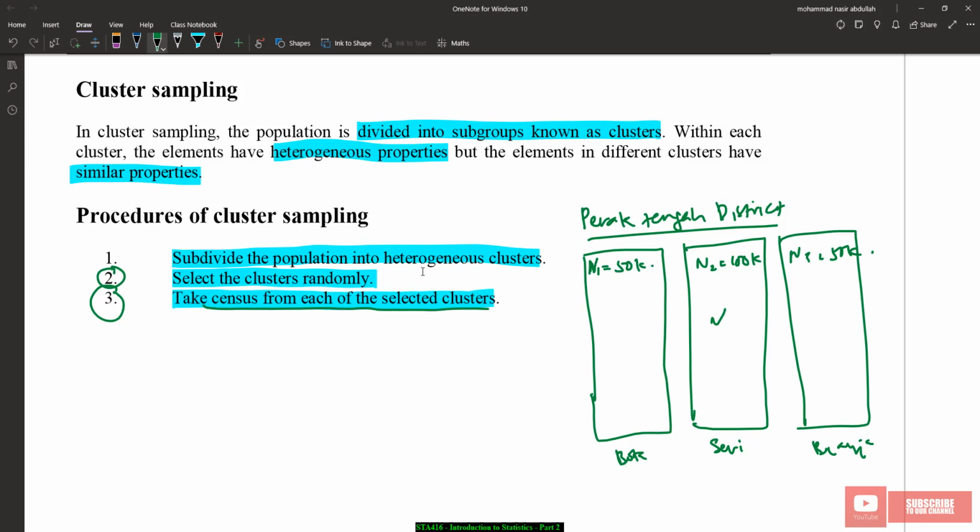What is the definition of census? Speak up. A survey that takes all members in a defined population. Yes, it takes all members in a defined population, right? So that means, let's say we select cluster number 2, we're going to select all members in cluster number 2.